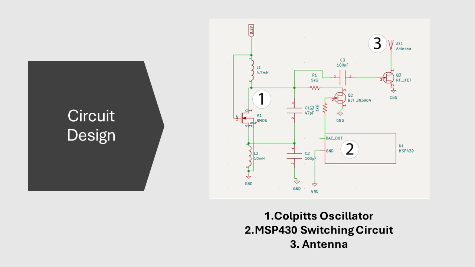As seen here in the circuit design, our backscatter radio has three main parts. The first part, the Colpitts oscillator, is a low-powered oscillator that oscillates at 200 kilohertz. This oscillator has two parts that make it low-powered.